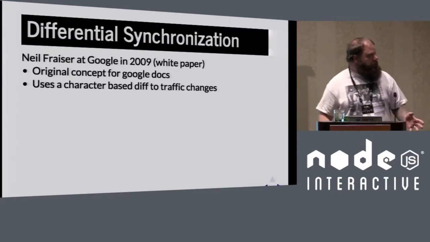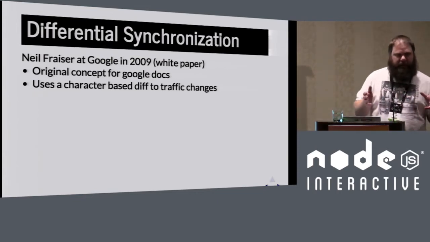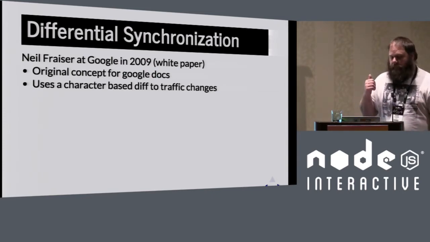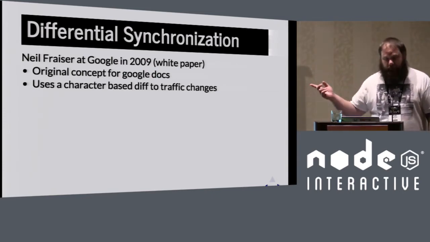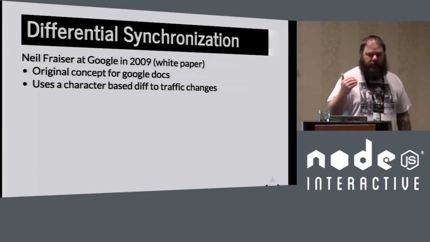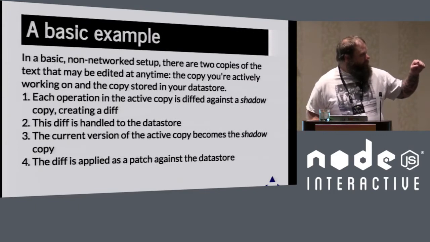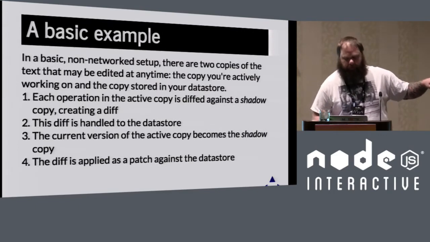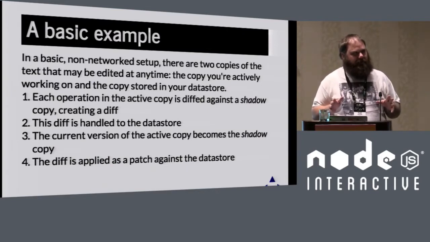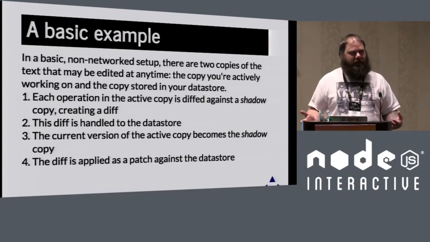Differential synchronization is an algorithm that's easier to wrap your head around, so I'll cover it first. It was mostly penned by a guy named Neil Fraser at Google. He uses character-based diffs to track changes between documents, and it's actually what Google Docs is really based on. You've got a basic example in a non-network setup, and it's weird because when you look this up, the first example is always a non-network setup, and you're like, how are multiple people editing the same document? Never mind.